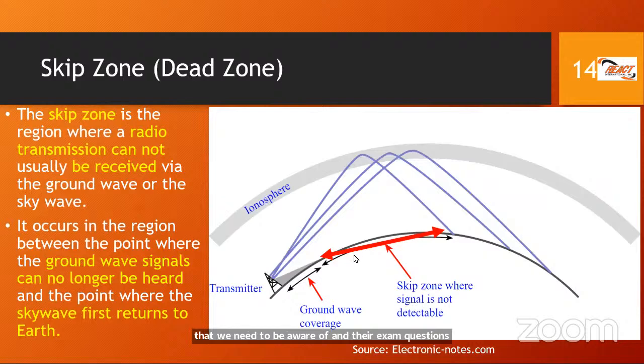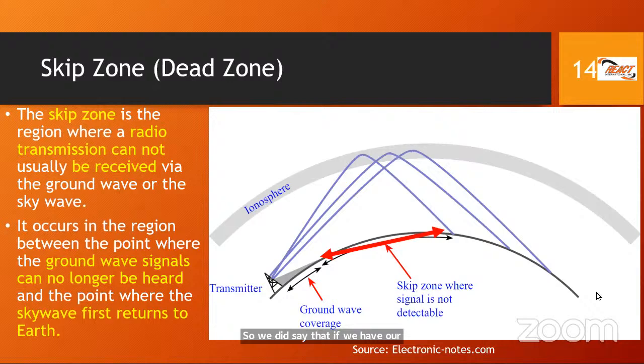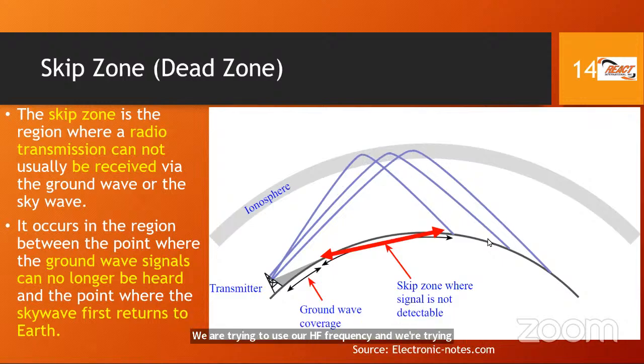All right, so we just mentioned this concept of the skip zone. So let's take a moment to understand what the skip zone is. We did say that if we have a transmitter on the surface of the Earth and we're trying to communicate with a ham across the globe, somewhere maybe hundreds or thousands of kilometers away, or hundreds or thousands of miles away, we are trying to use our HF frequency and we're trying to bounce it off of the ionosphere. We're trying to refract our signal and it will drop somewhere here. But notice when the angle of radiation leaves our antenna and goes to the ionosphere and drops far away, we have two signals that leave our antenna.